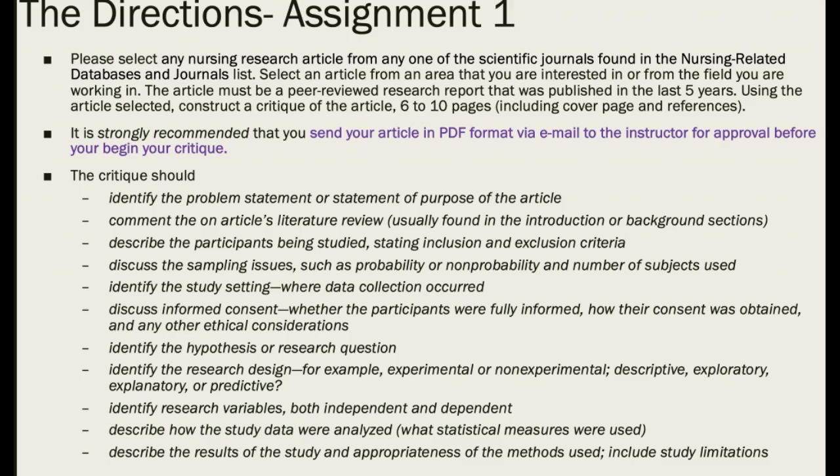So assignment 1 says that you're going to select any nursing research article. This is about one research article from a scientific journal that's found in a nursing database. Please go to our library in the college, the online library that's in the course, and choose from databases there. Always include in your search full text only. It's one of the choices you'll get when you're doing your advanced search.